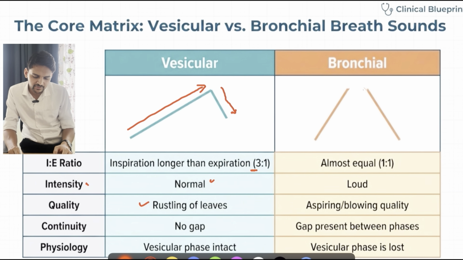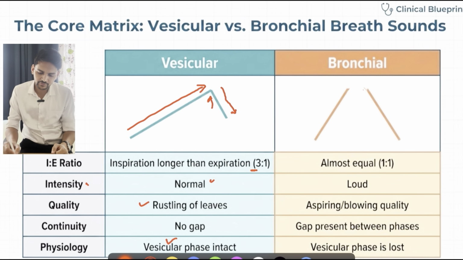And if you have focused here, there is no gap between inspiration and expiration. And the major reason for this type of sounds will be the vesicular phase. That is, the vesicular part is filtering out the high frequency sounds. And that is the reason for vesicular breath sounds.